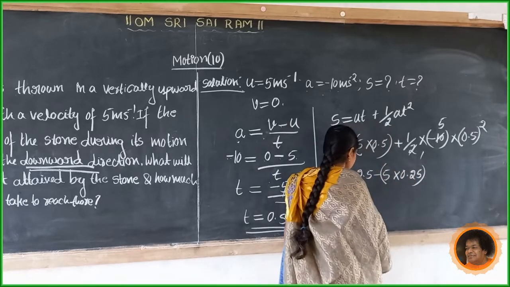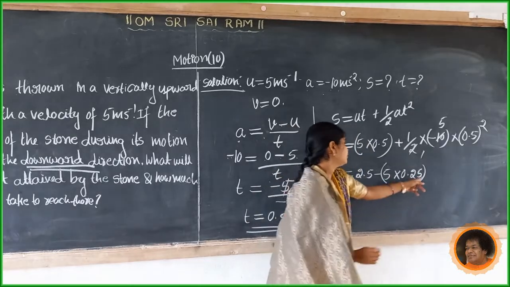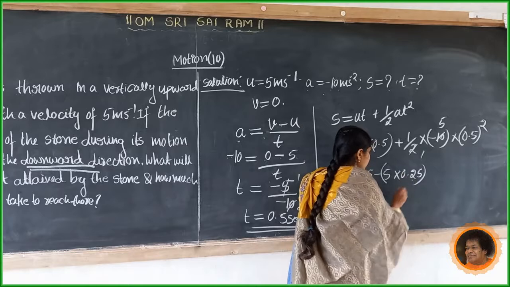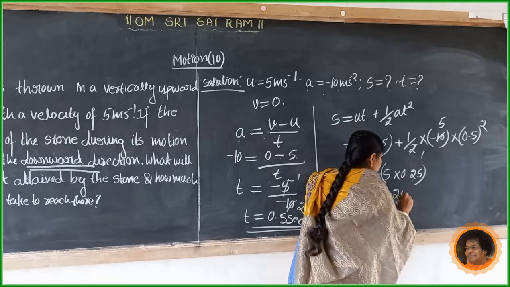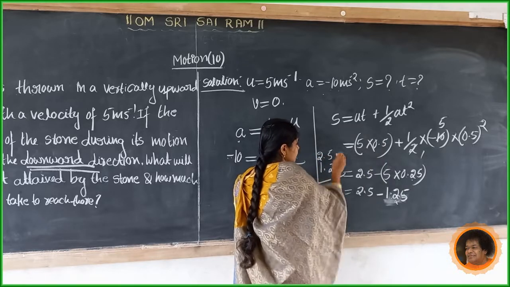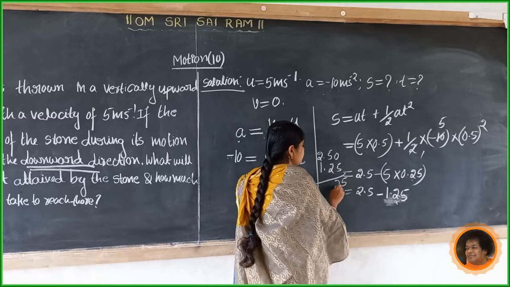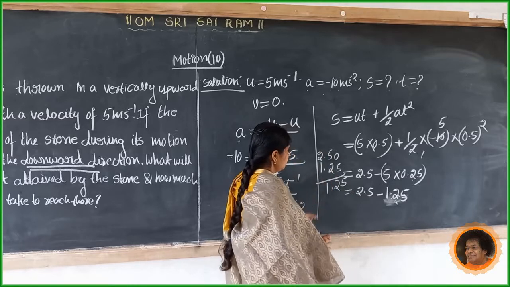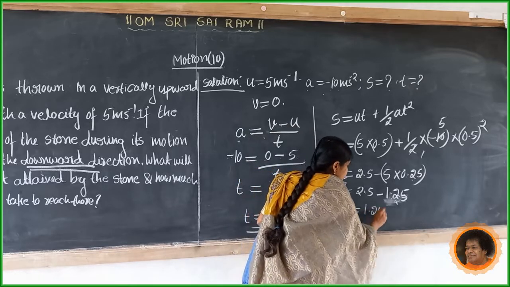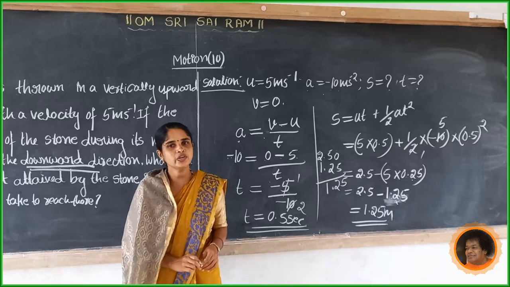0.25, so equals 2.5 minus 5 into 0.25. 5 fives are 25, 5 twos are 10, 1 remains, so the value is 1.25. Then 2.5 minus 1.25 gives 1.25. So the height or distance traveled equals 1.25 meter.